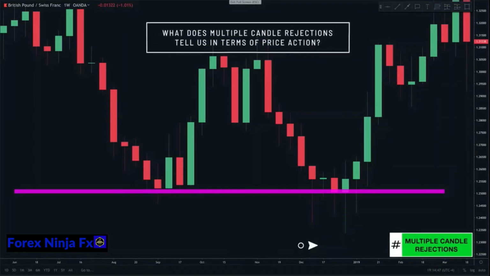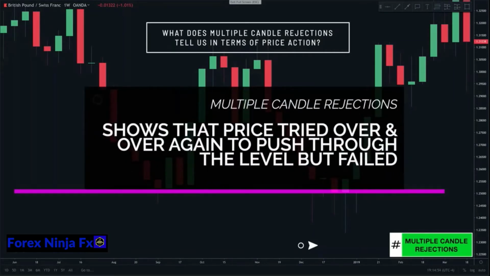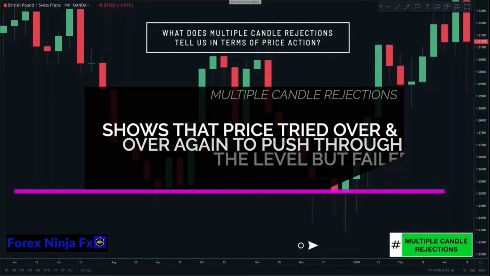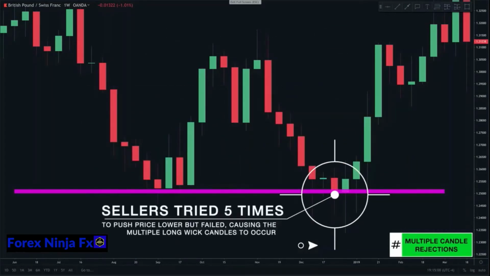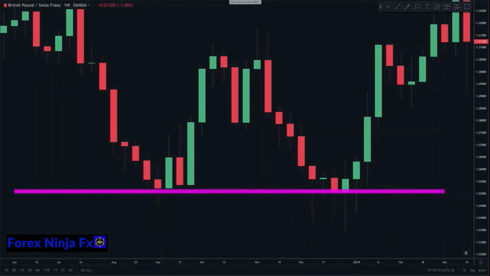So what does multiple candle rejections tell us in terms of price action? It shows that price tried over and over again to push through the level but failed. In this case here, sellers tried 5 times in a row to break lower and through support but failed, causing these multiple long wick candles to form. So let's get into the psychology of all this.